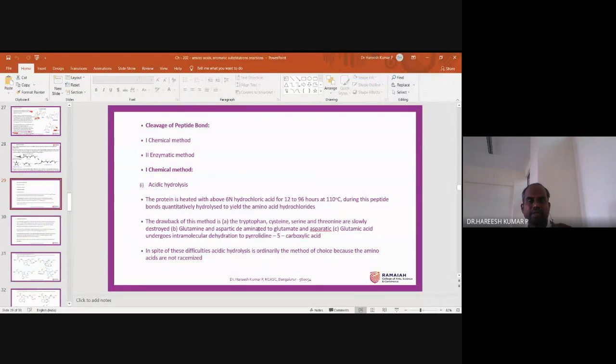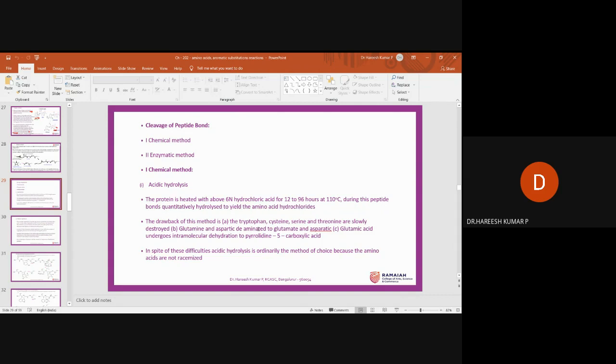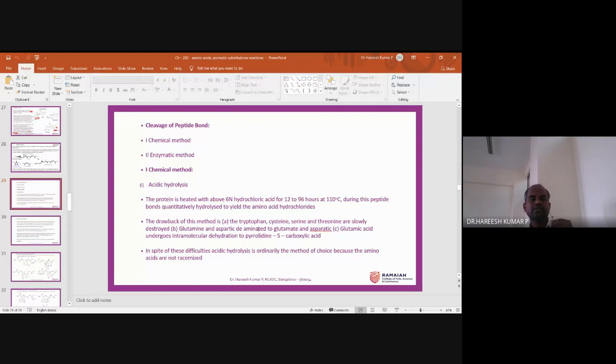So that is how we can cleave the peptide bond. There are two kinds of methods: one is a chemical method, another one is an enzymatic method. I will explain the enzymatic method at the end of this class, and first I will take up the chemical method of cleavage of peptide bond. Under that, the first method is acidic hydrolysis.